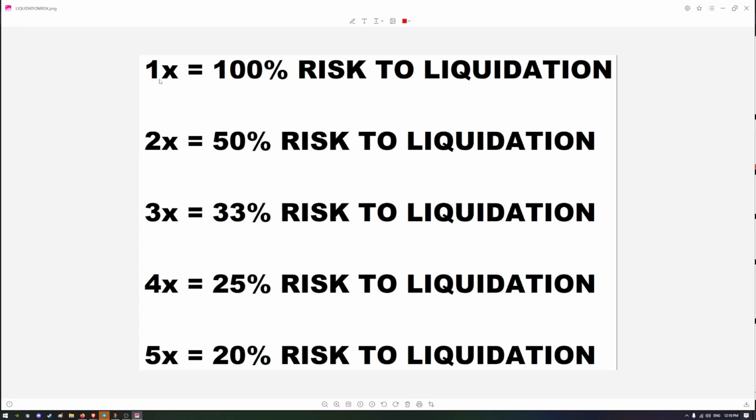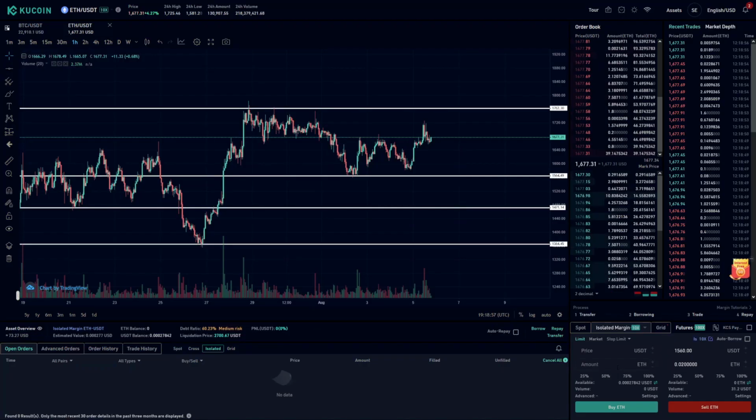So 1x equals 100% risk to liquidation. What does that mean? That means that Ethereum would have to move 100% in the opposite direction of your trade to get liquidated. A 2x trade means you're allowed a 50% move in the opposite direction before liquidation. 3x is equal to 33%, 4x is up to 25%, and 5x allows you up to 20% of a move before risking liquidation. Okay, back to the Ethereum USDT chart on KuCoin.